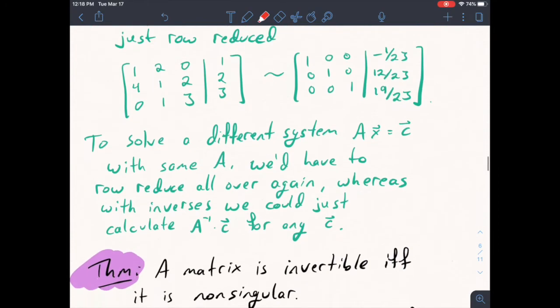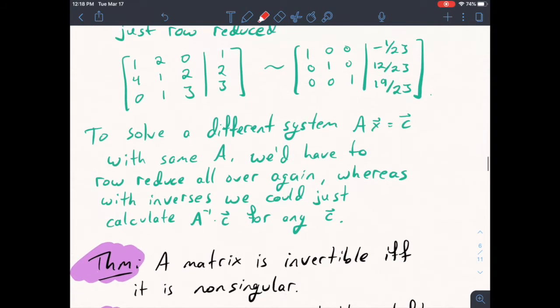But anyway, here are some facts about invertible matrices. A matrix is invertible if and only if it is a non-singular matrix. Before, we already talked about one of the directions of that. If a matrix is non-singular, then it is also invertible, because I just described to you how to find our inverse matrix.